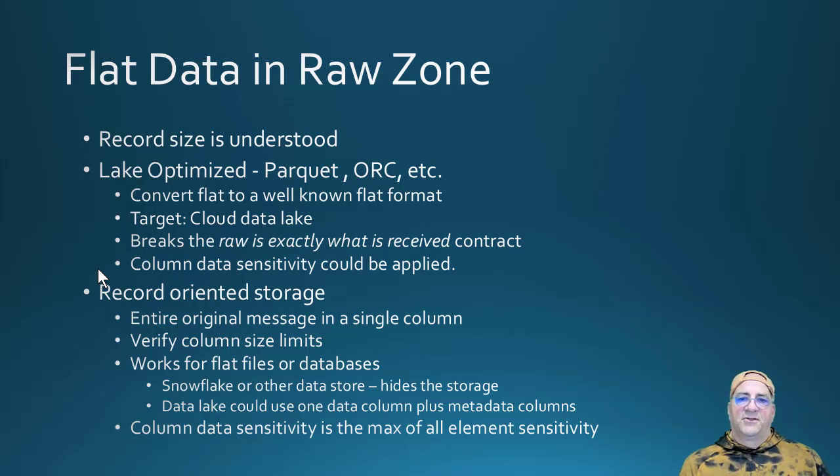If it was lake optimized, this would be flat file blob store optimized. You could convert to a well-known flat file. But if you do that, that would break exactly how it's received. And if you do it in Parquet or one of the well-known files, you could actually take data sensitivity into account potentially. But you break that exactly-as-received. So if you receive broken data, you've got to figure out where you're going to put it if you pick a lake optimized format. You could also pick, if you were going to put this in Snowflake or one of the record-oriented storage things like Delta Lake maybe, or Lake Formation, I guess.